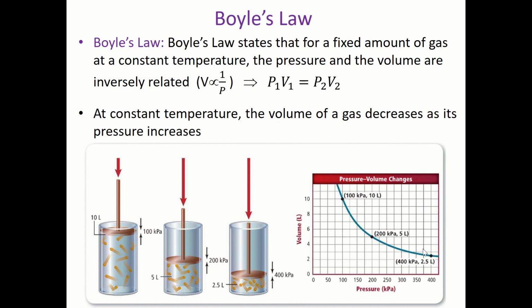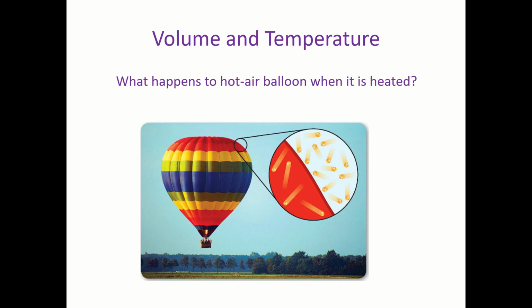Now this graph means that the relation between them is inversely proportional. So as you can see here, if the pressure is 100 kilopascals, the volume is 10 liters. If the pressure becomes 200 kilopascals, then the volume becomes 5 liters. If the pressure is 400 kilopascals, then the volume becomes 2.5 liters and so on. Okay, so I hope you guys now know what Boyle's law is. P1 V1 equals P2 V2.